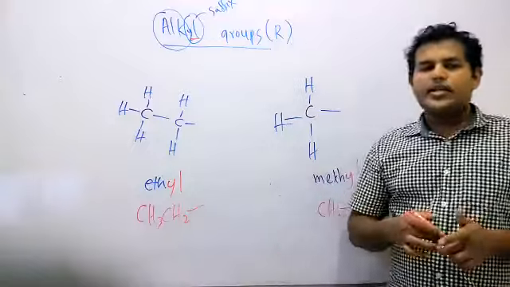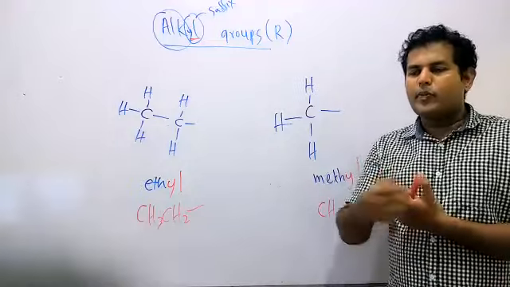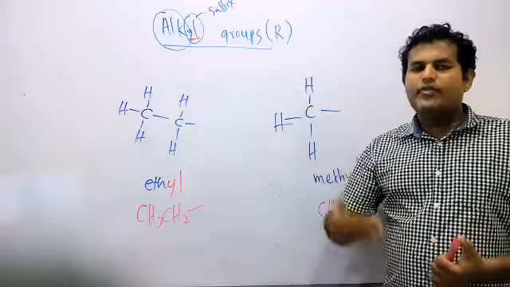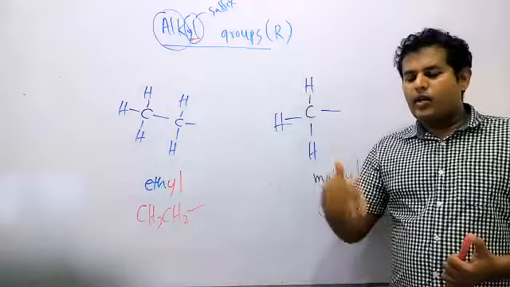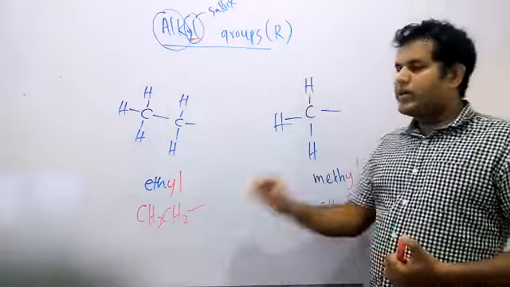Likewise, you can get propyl from propane, butyl from butane, pentyl from pentane, hexyl from hexane, heptyl from heptane, octyl from octane. So it's simple. Don't mix up anything.